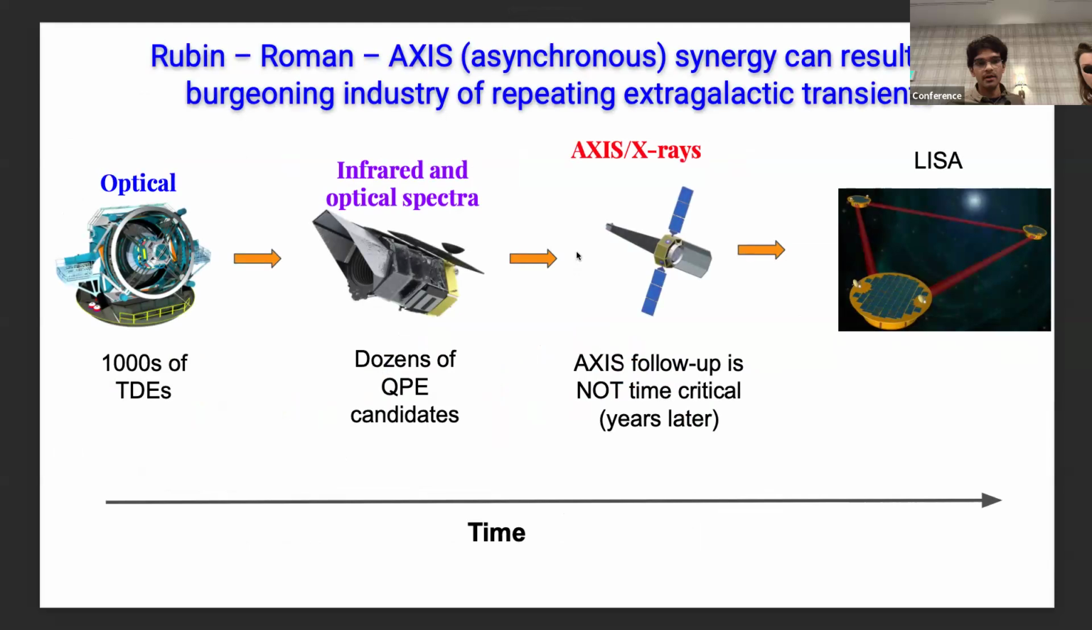So the way I see this working in the future, again, on the x-axis is roughly time. The optical would give us this catalog of thousands of TDEs. The infrared and the optical spectra of some of these would help us cut down and sub-select the ones that have rising echoes, the ones that have these coronal lines. And AXIS can digest all this information and pick the nearest ones, perhaps. And of course, once AXIS detects any of these golden QPEs, the same data can be looked at in LISA to see if there are any multi-messenger signals.